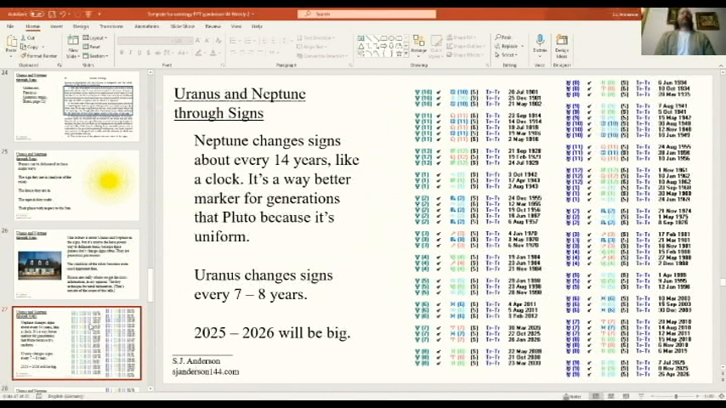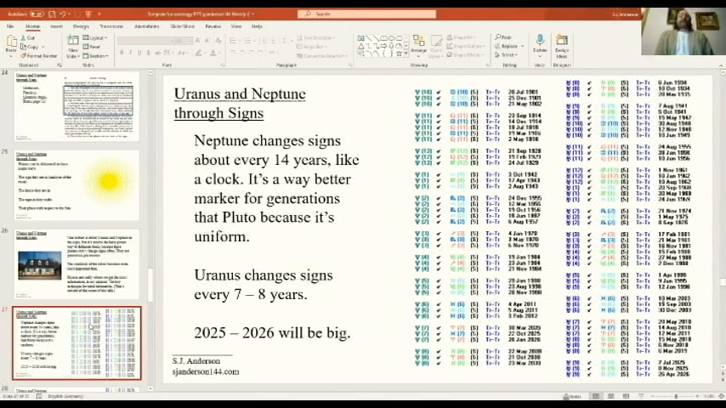Neptune changes signs about every 14 years. It's like a clock. That's what I love about Neptune. And I think it's a way better marker for generations than Pluto, because Neptune is uniform. It moves through every 14 years. Pluto is like 30 years or more through some signs, and then like only 14 or 15 years through other signs. And a lot of astrologers are so focused on what's your Pluto generation. I never got that because, like I said, Pluto doesn't divide things up evenly. And this is where we start maybe thinking about that dwarf planet feature of Pluto, because a lot of the dwarfs have strange orbits. And this might be a feature of the dwarf planets as a category.